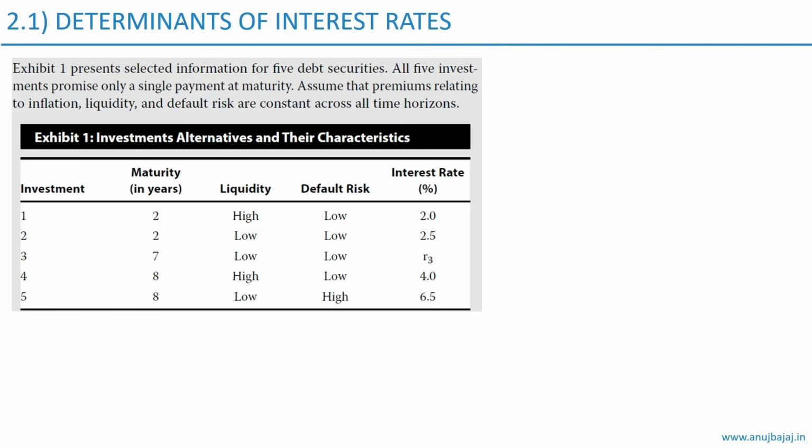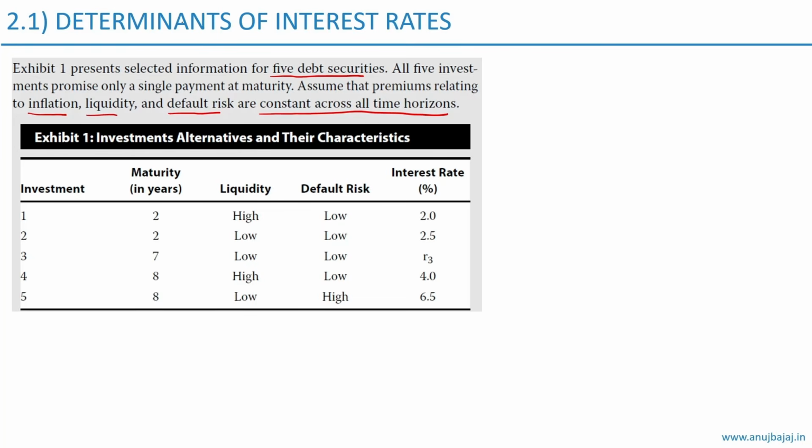Let us look at an example. Exhibit 1 presents information for 5 debt securities. All investments promise only a single payment at maturity. Assume that premiums relating to inflation, liquidity and default risk are constant across all time horizons. As we can see, there are 5 investments. Their maturities are given. The liquidity and default risk is also given.